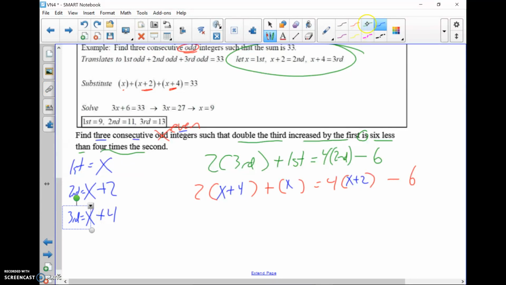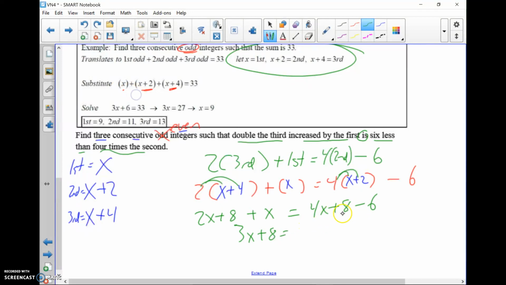We always want to get rid of parentheses first, so we'll distribute first. 2 times x plus 4 is 2x plus 8, plus x with nothing in front of the parentheses, just x, equals 4 times x plus 2 is 4x plus 8 minus 6. Clean up the left like terms: 3x plus 8 equals, clean up the right, 4x plus 2 from the 8 minus 6.